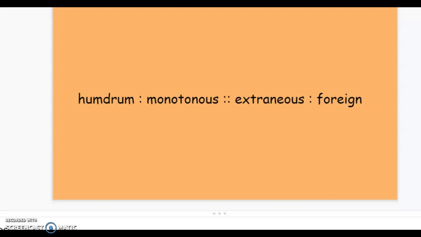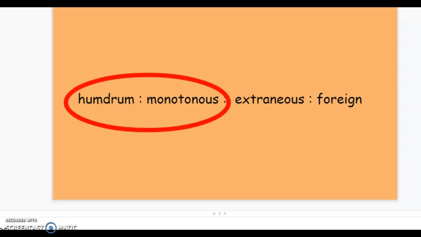The colon between humdrum and monotonous means "is to," which means these two words are related to each other. The colon between extraneous and foreign also means "is to," because these two words are also related to each other. The double colon between monotonous and extraneous means "as," which means the second set of words are related to each other the same way the first two words are. Humdrum is to monotonous as extraneous is to foreign, is how we say this statement.